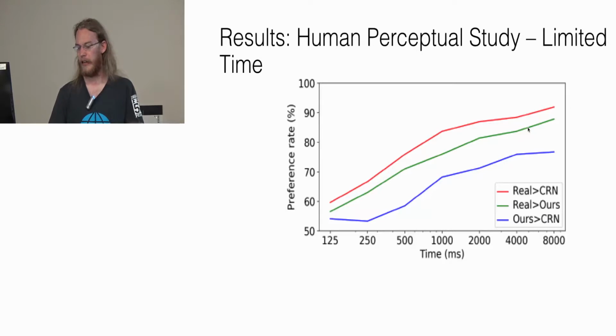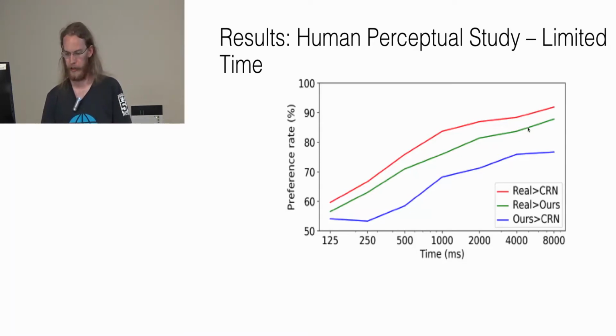As the time limit moves up to 8 seconds, our lead over CRN grows to being in the mid-70s. And similarly, the real image outperformed everybody. But it did not outperform us as well as it outperformed CRN, which again, encouraging results. When given a limited time frame, our imperfections didn't jump out as quickly.